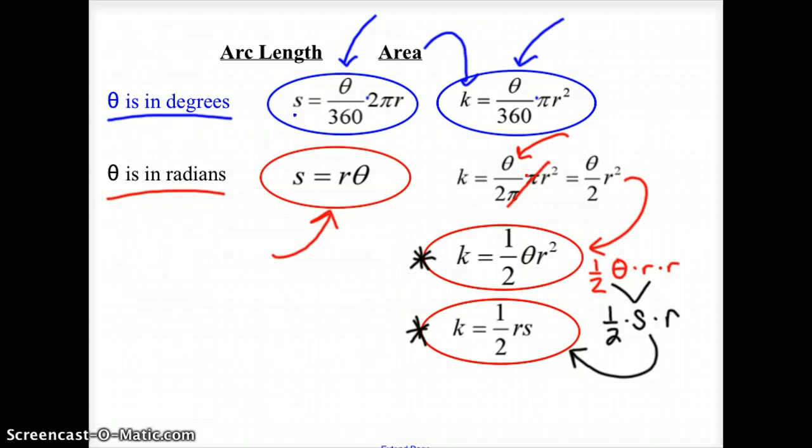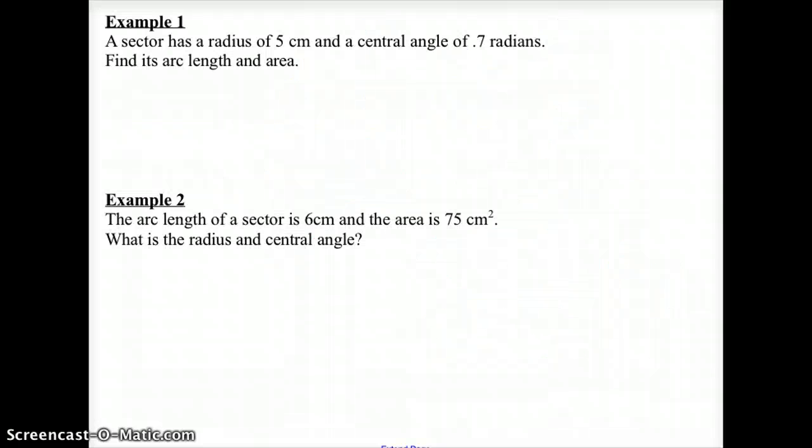Now that we have some formulas in front of us, let's try some examples. For the first example, it says the sector has a radius of 5 centimeters and a central angle of 0.7 radians. Find its arc length and area. To begin, I'm going to label what I know. I know that the radius is 5, so that's my r. The angle is 0.7 radians, that's my theta. I'm trying to find arc length, which is s, and area, which is k.